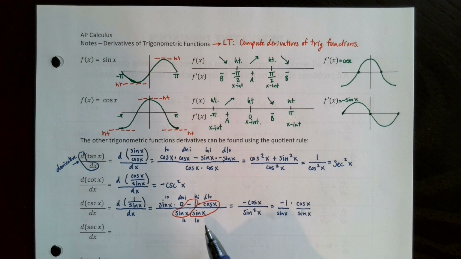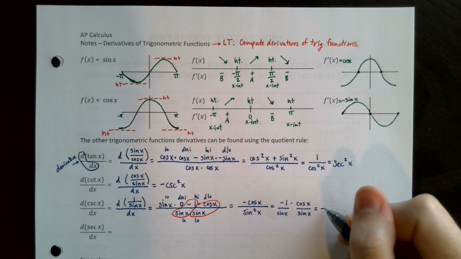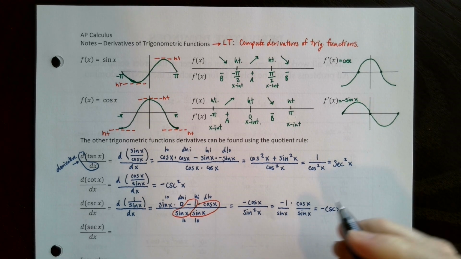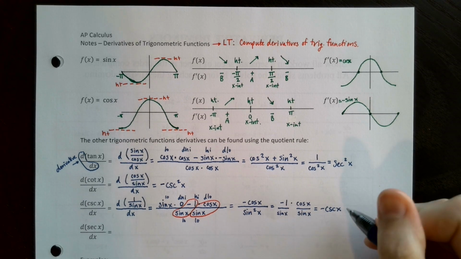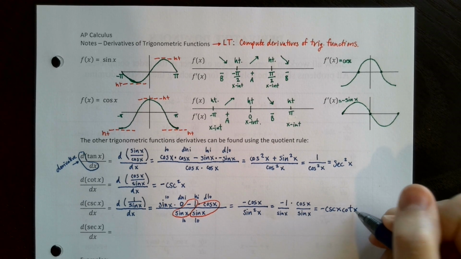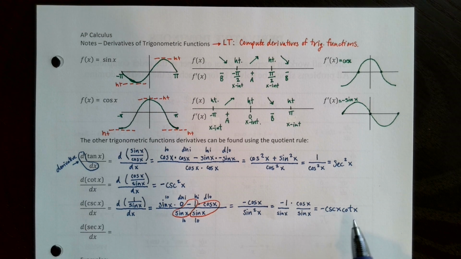It might have saved us a little time if we had realized that keeping these terms separate would help us simplify the trig a little bit better. So the negative 1 over sine x gives us a negative cosecant x, times cosine over sine, which is cotangent x. So the derivative of cosecant is negative cosecant cotangent.